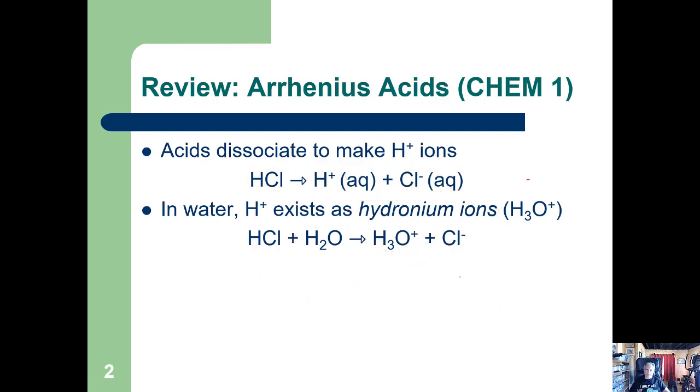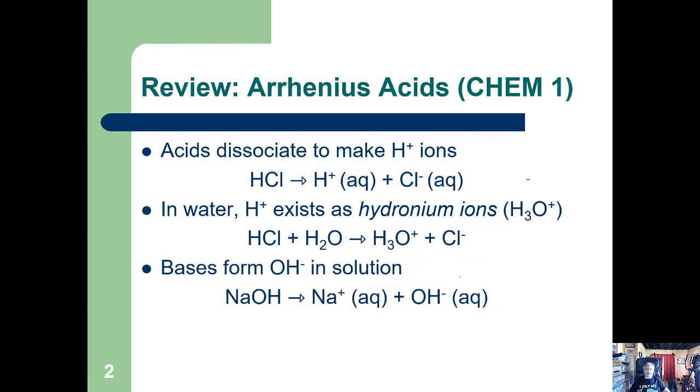Okay? An Arrhenius base forms hydroxide in solution, and we typically describe this just as, so this is sodium hydroxide. It's an ionic compound that dissociates completely into sodium cation in this case and hydroxide. This is what we focus on when we talk about a base. When we're talking about an Arrhenius base, we're talking about hydroxide ion.